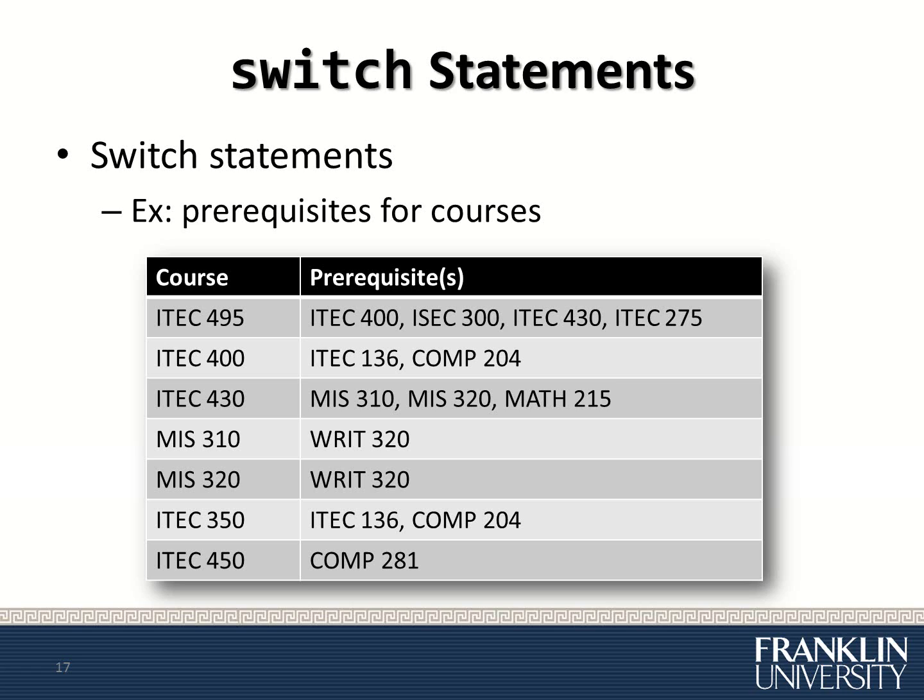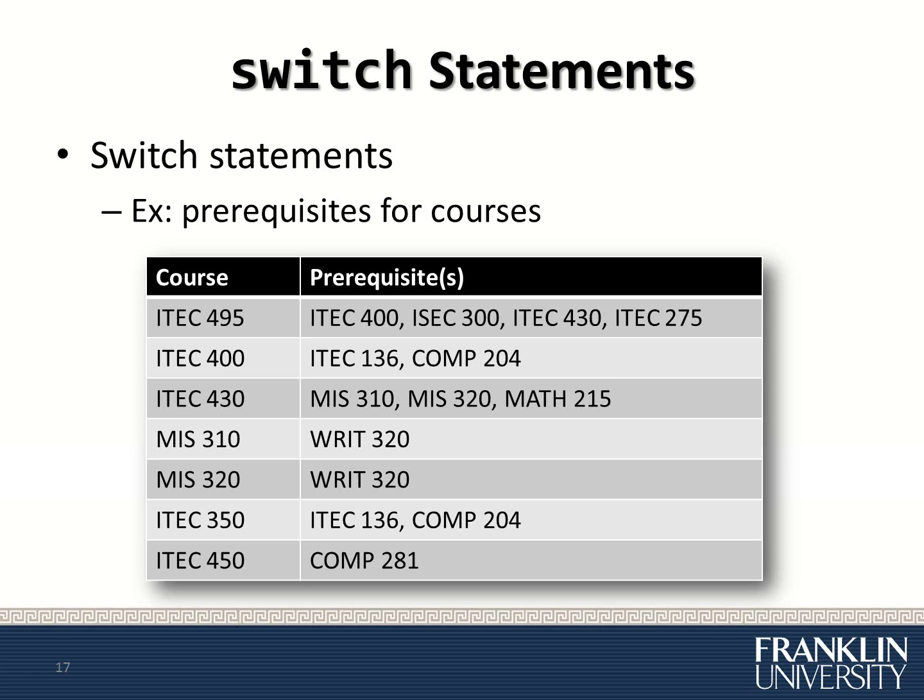So here's an example. Let's say that I had some prerequisites for courses. So I list some courses on the left and I list their prerequisites on the right. What I want to do is input a course and output what the prerequisites are for that course. Should we use a switch or should we use an if-else? Well, since this is a small set of enumerable options, this is easily implemented using a switch. So how would it work?